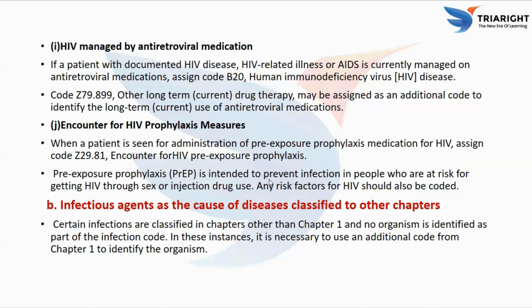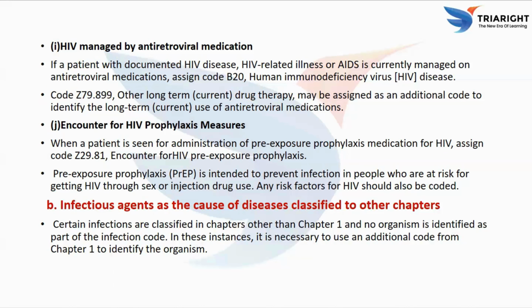The next guidelines are related to infectious agents as the cause of diseases classified to other chapters or diseases classified elsewhere. This section explains a general rule for infection. Sometimes the main diagnosis is in another chapter, for example respiratory diseases, digestive diseases, or skin-related. But the organism causing it must still be coded. So you have to add a code from chapter 1 to identify the organism. These are the organism codes such as B95 streptococcus, B96 other bacterial agents, B97 viral agents, and B20 for HIV.